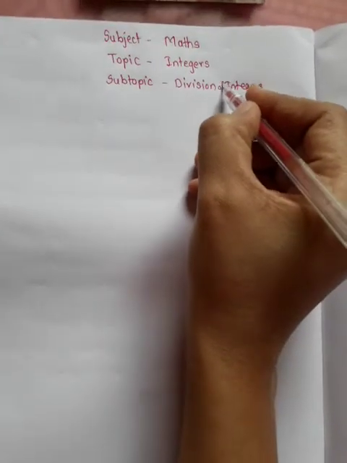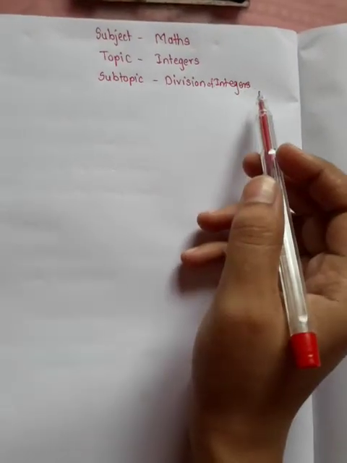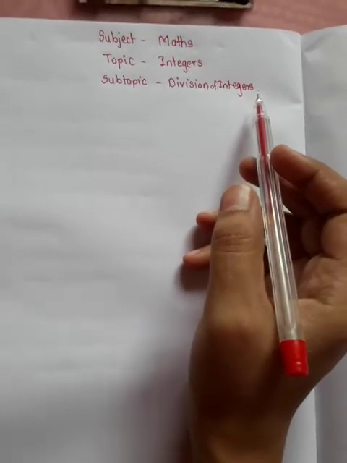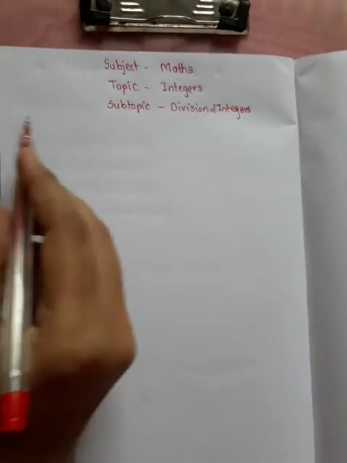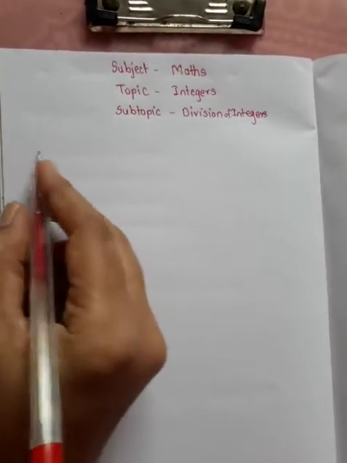In today's lecture we are going to learn about division of integers. You have learned up to multiplication of integers and you know how to multiply two integers, and you also know the properties of multiplication of integers. But before starting division of integers I would like to revise some concepts about multiplication of integers.